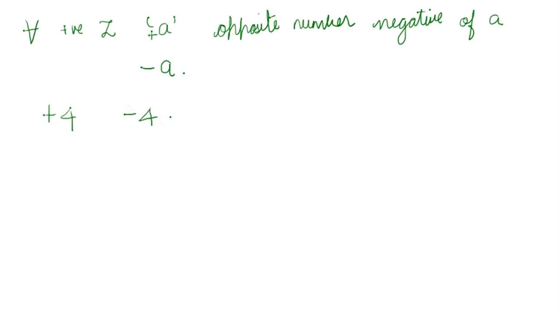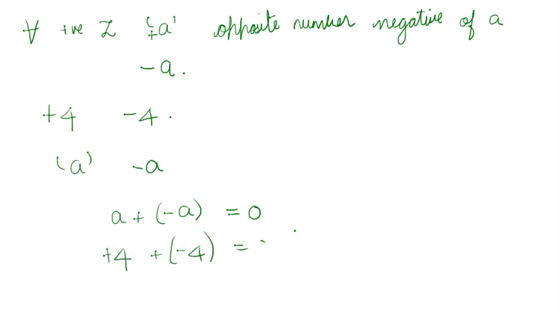Okay, and the sum of any integer a and its negative, meaning if it is plus a, then the negative of plus a is minus a, is always 0. So when you add a plus minus a, you always get 0. For example, I am taking the same example which I told previously. Plus 4 plus minus 4 is equal to 0. So these are two important notes which you must remember.